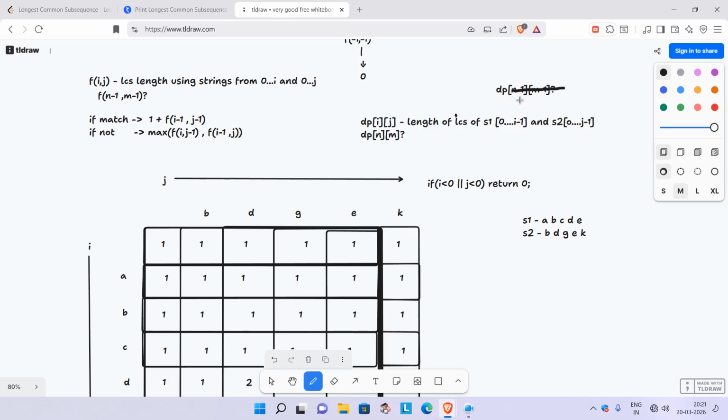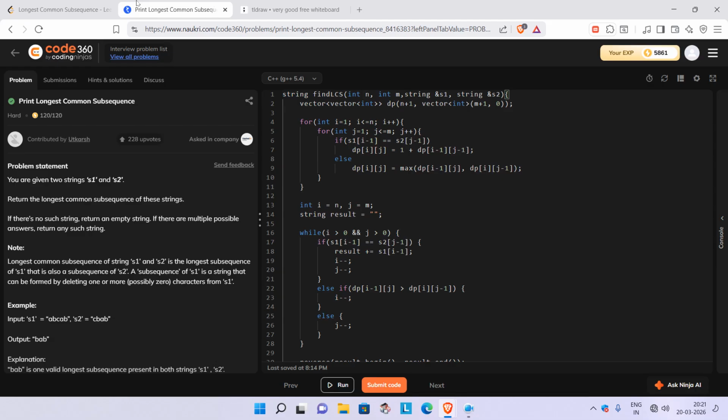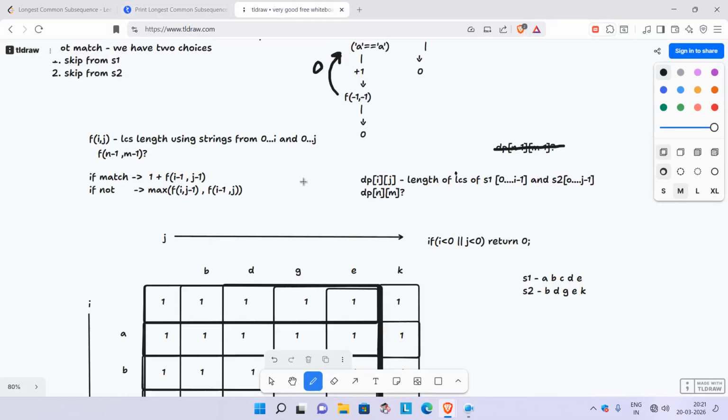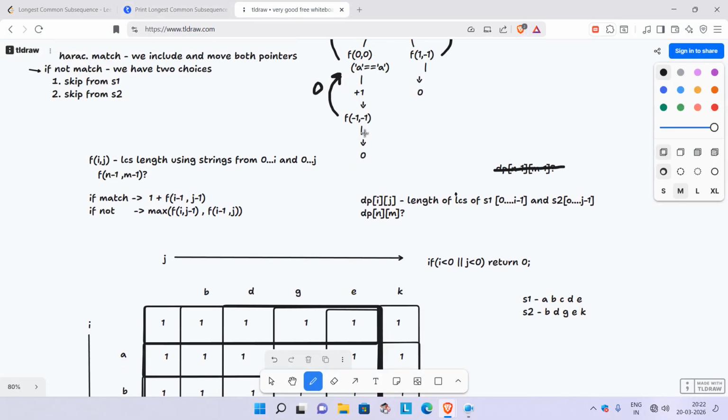We don't use this because in the recursion method or the memoization method, when we write the base case for this question, there's i less than 0 and j less than 0. Whenever i becomes minus 1 or j becomes minus 1, we simply return the value 0. But in our dp we don't have to store this value, like dp of minus 1. That is not possible for these questions.